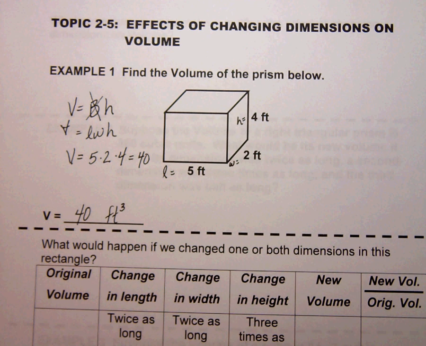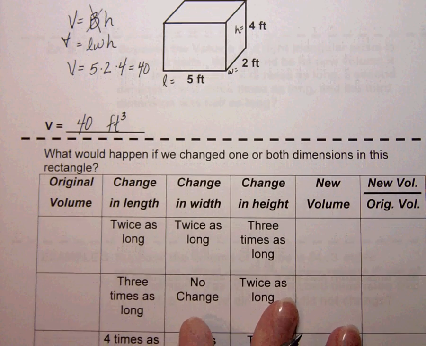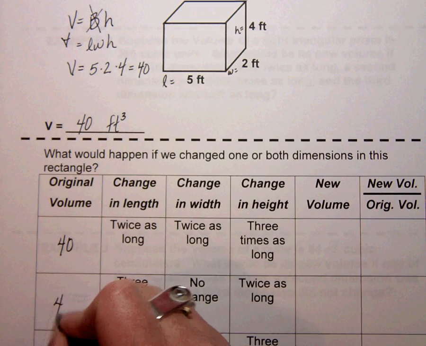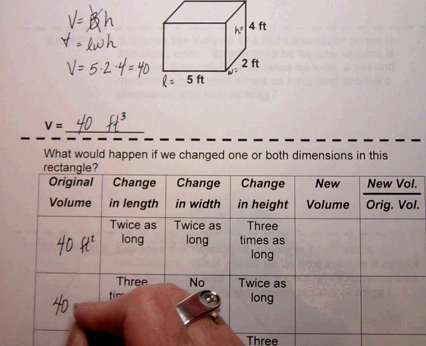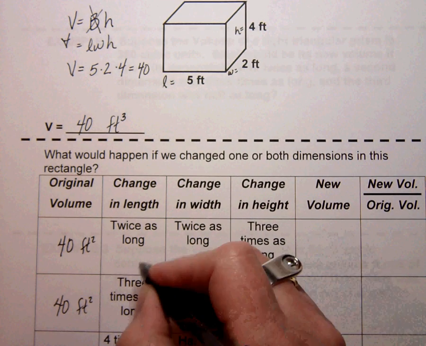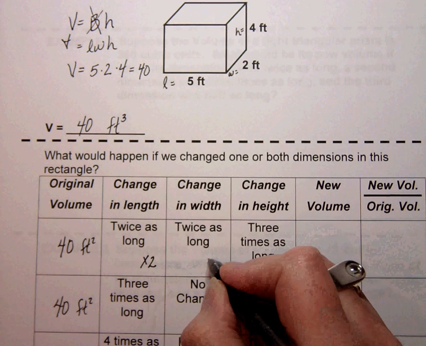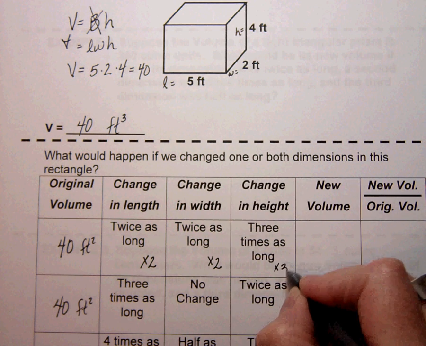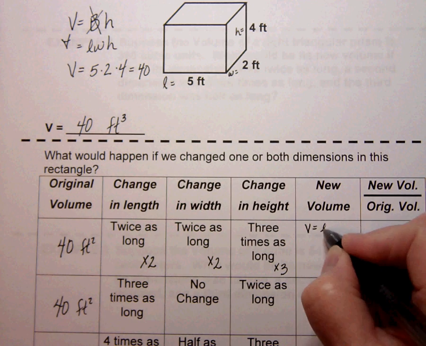Alright, let's look at what's going to happen when we change one or both of the dimensions. Let's go ahead and write in 40 for our original. And then what's going to happen is we're going to change some things. We're going to do a length that's twice as long, a width that's twice as long, and a height that's 3 times as long.